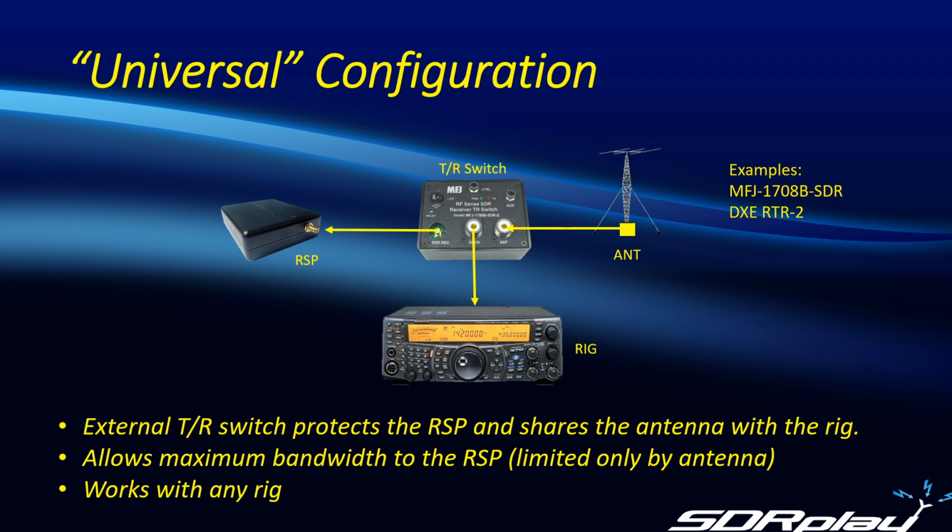So what happens in this arrangement is your antenna goes into the TR switch and goes out to your rig, and when you're in receive mode, it also goes out to your RSP. On the other hand, when you transmit on the rig, the internal relays inside the switch isolate the RSP and ground its input and send the entire signal from your rig through the switch and off to the antenna, thus protecting the device.